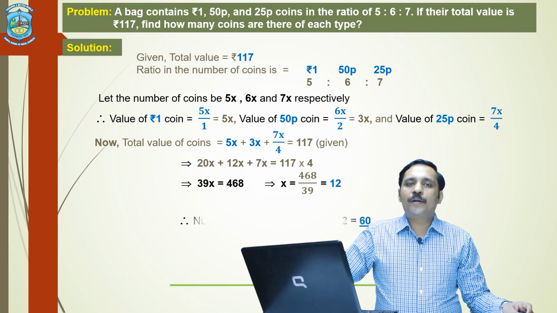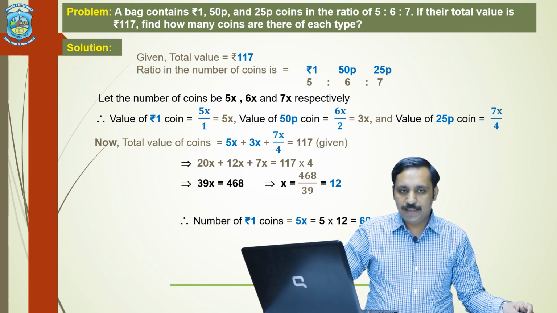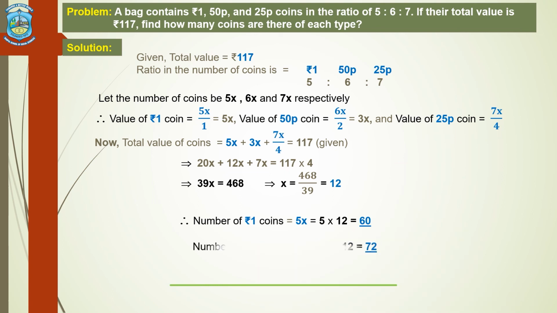Therefore, the number of 1 rupee coins is 5x, that is 5 into 12, which is 60. The number of 50 paisa coins is 6x, that is 6 into 12, which is equal to 72. And the number of 25 paisa coins is 7x, that is 84.